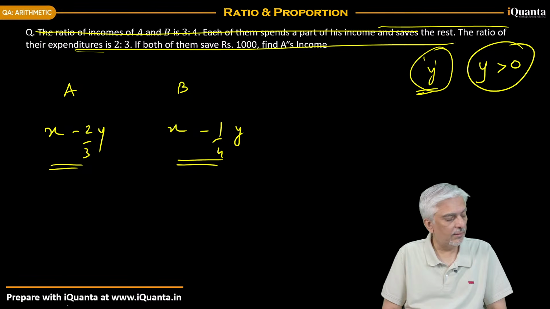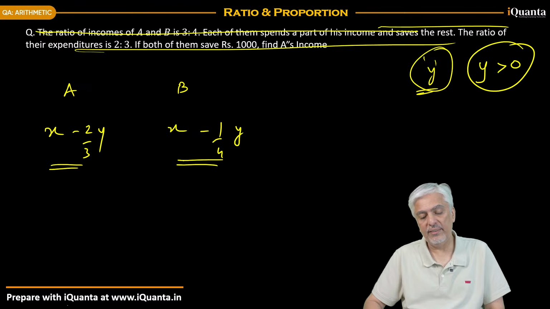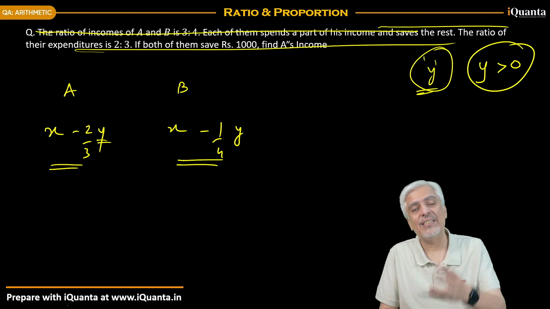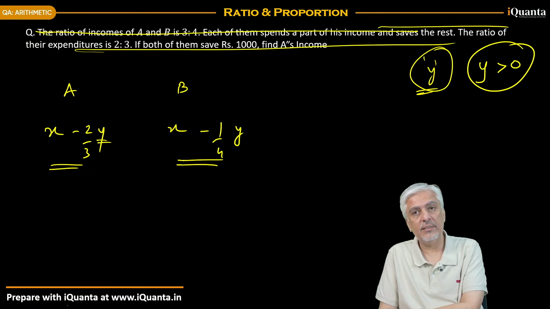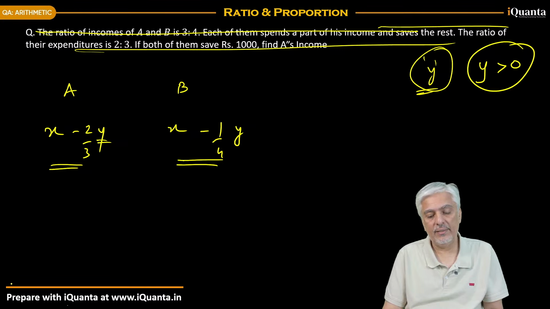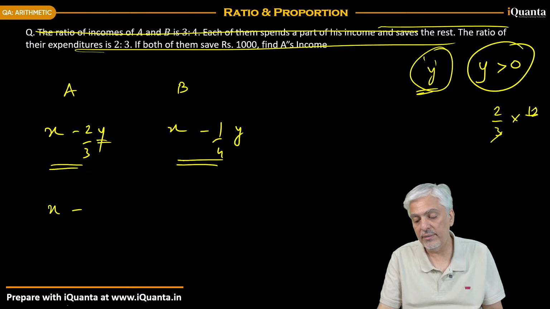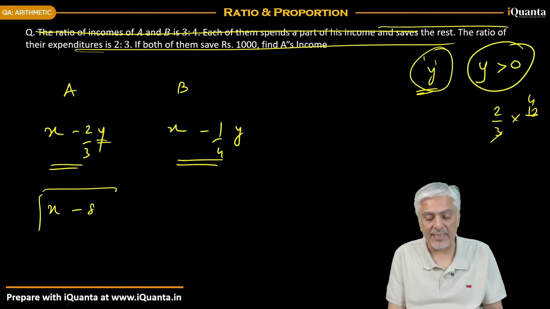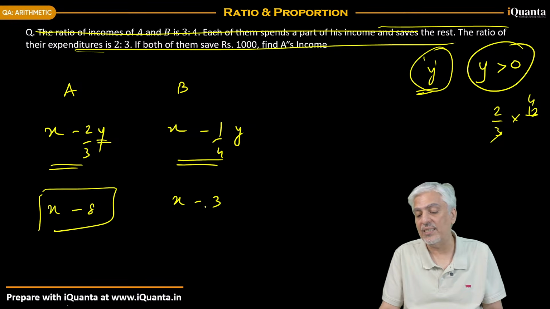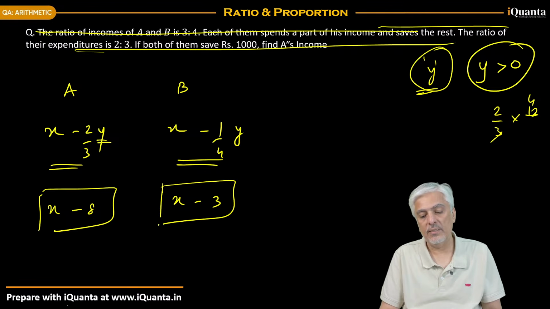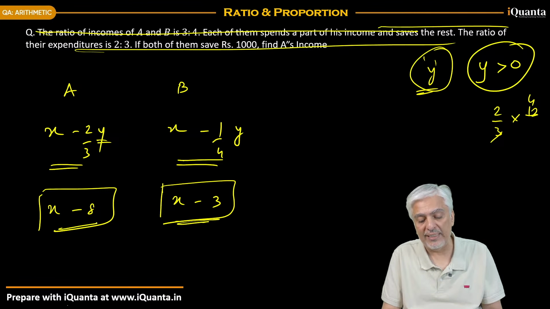Okay, Vaishnavi asked who has more money. X is not a person. B will have more money. Why? Because whatever the number Y is, suppose just for example, if Y is 12 rupees, A will have X minus 8, since 2/3 of 12 is 8, and B will have X minus 3. So obviously you can see B has more money than A.